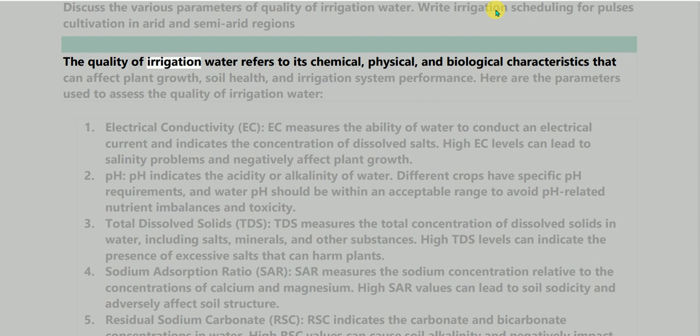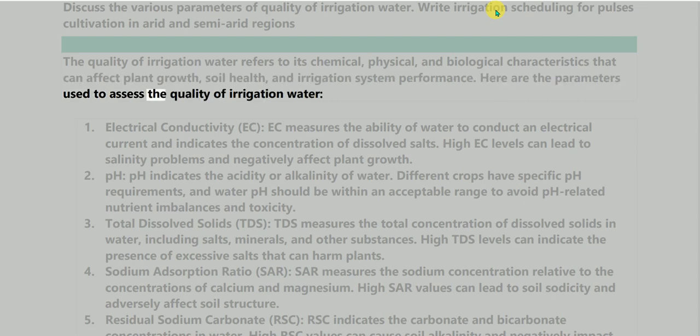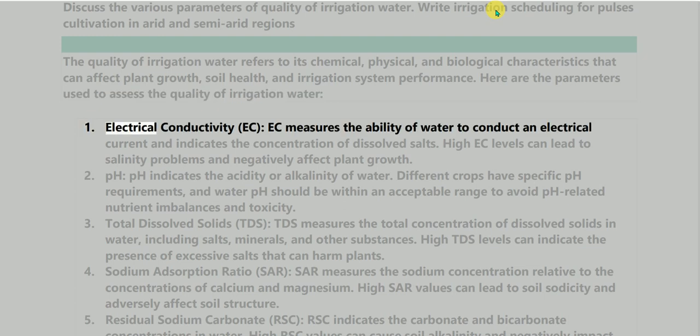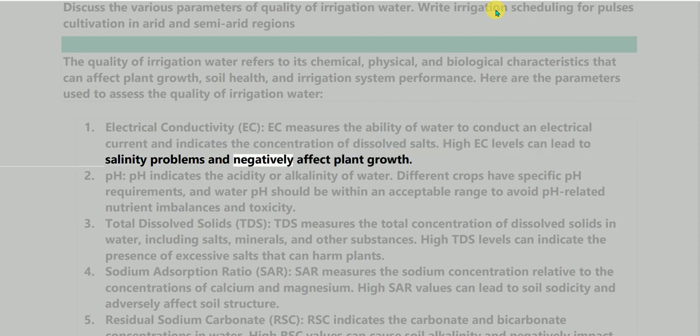The quality of irrigation water refers to its chemical, physical, and biological characteristics that can affect plant growth, soil health, and irrigation system performance. Here are the parameters used to assess the quality of irrigation water. 1. Electrical conductivity. EC measures the ability of water to conduct an electrical current and indicates the concentration of dissolved salts. High EC levels can lead to salinity problems and negatively affect plant growth.